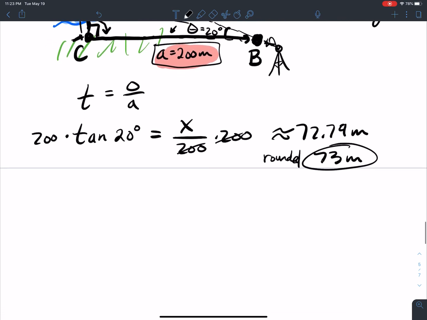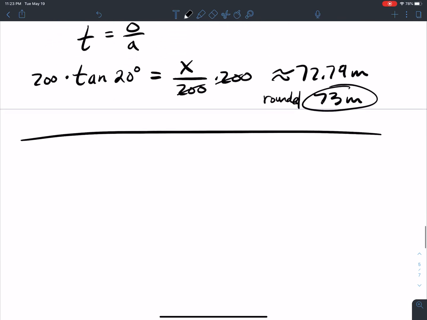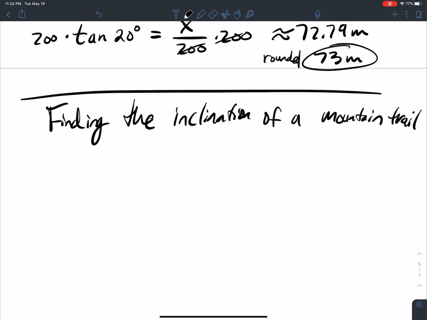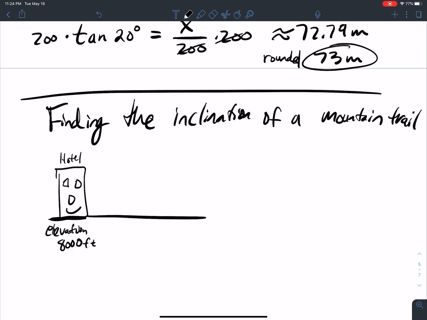Okay. Now this next problem, next application, finding the inclination of a mountain trail. All right, how does this work? So say we've got this little hotel here. Got some windows, right? Look at that pretty, happy little hotel. Now the elevation at the hotel, elevation of 8,000 feet, okay? And so this trail works its way up.